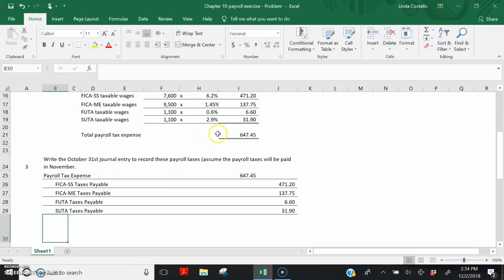Payroll tax expense, $647.45 debit. Credit, FICA taxes payable, $471.20. Credit, FICA Medicare taxes payable, $137.75. Credit, FUTA taxes payable, $6.60. Credit, SUTA taxes payable, $31.90.